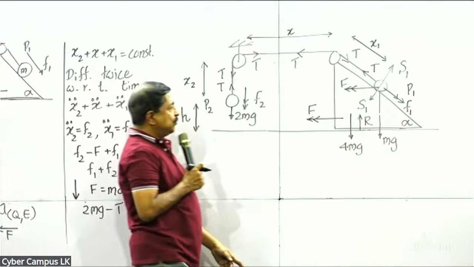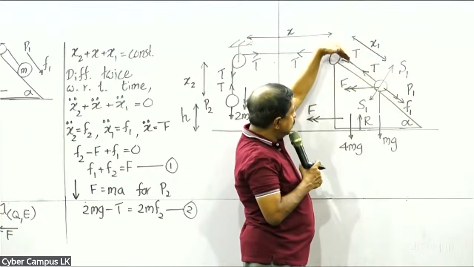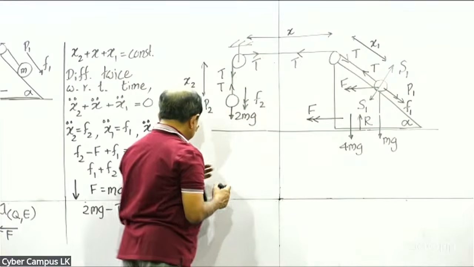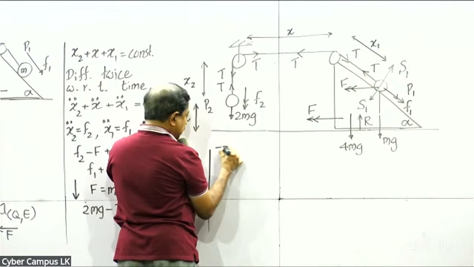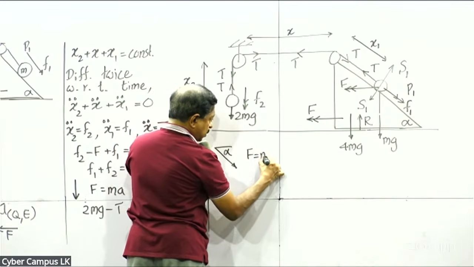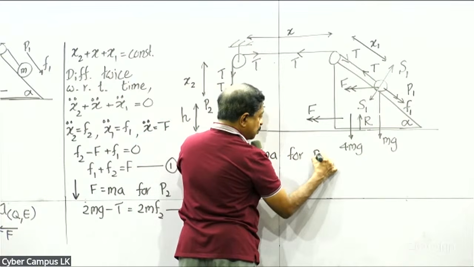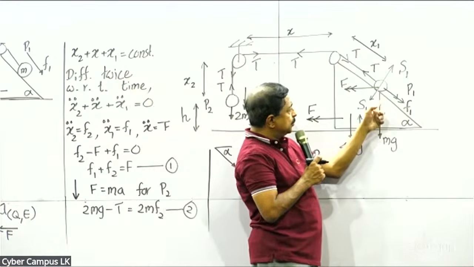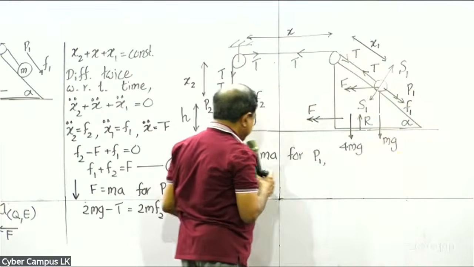Now we can apply Newton's law for P1, but this way, just to get rid of S1. For P1, if you do that, what are the forces? This is 90 minus alpha, so mg cos(90 minus alpha) means mg sin alpha.